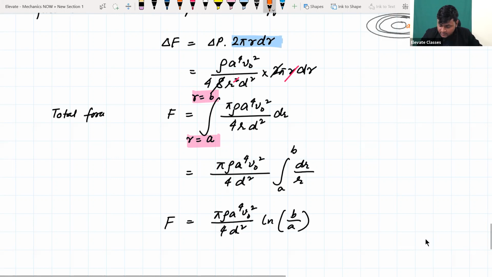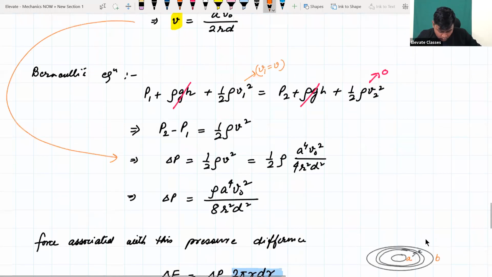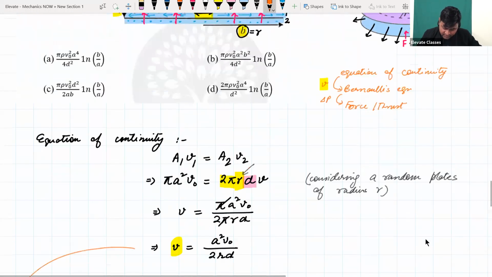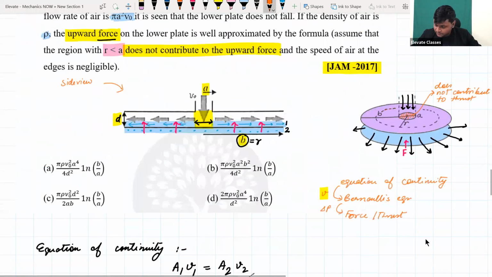So this is the force: pi rho a to the power 4 v naught square by 4 d square ln b/a. So pi rho v naught square a to the power 4 upon 4 d square ln b/a. This is the answer to this question.